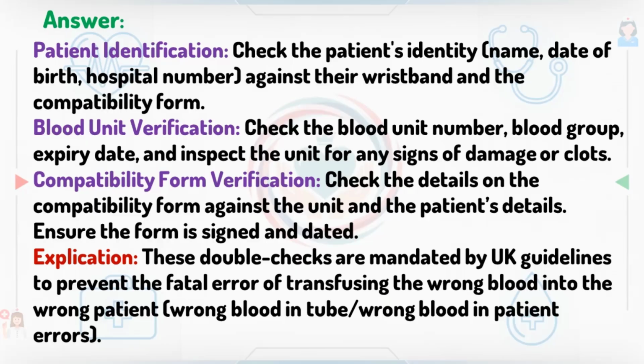Compatibility form verification. Check the details on the compatibility form against the unit and the patient's details. Ensure the form is signed and dated. Explication. These double checks are mandated by UK guidelines to prevent the fatal error of transfusing the wrong blood into the wrong patient, wrong blood in tube, wrong blood in patient errors.